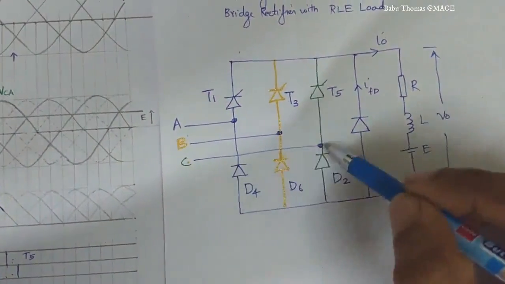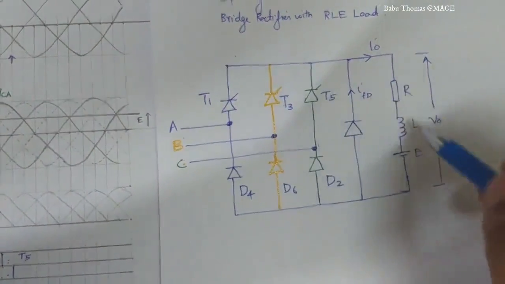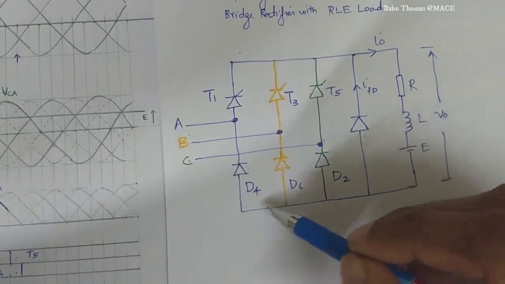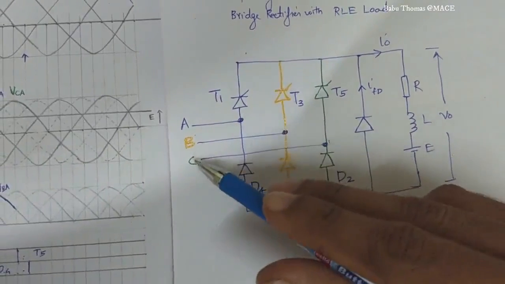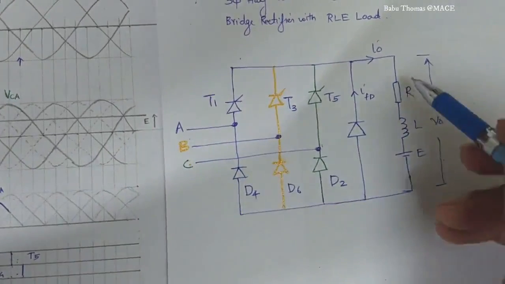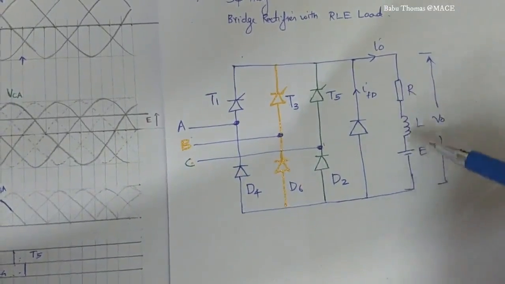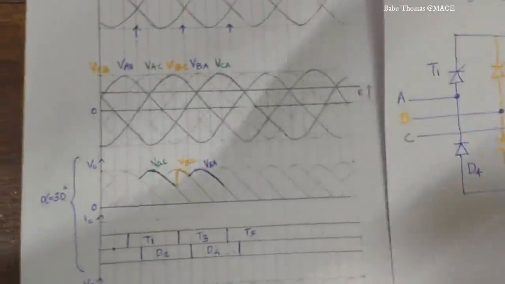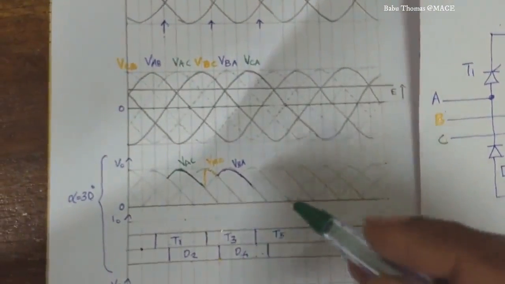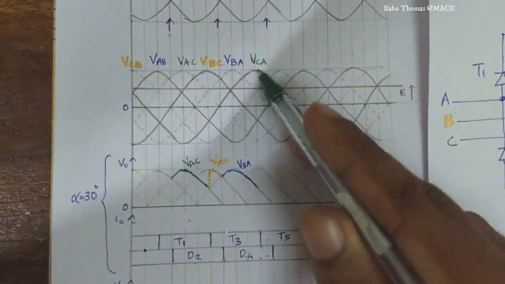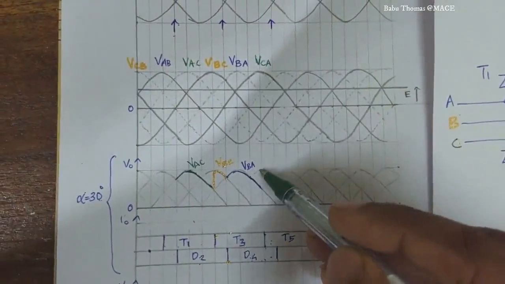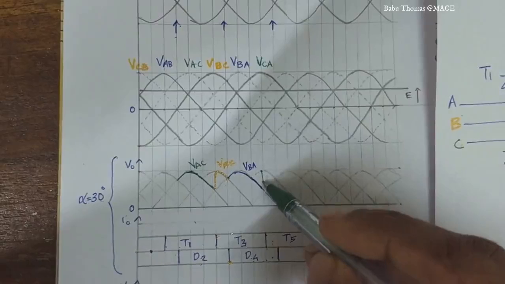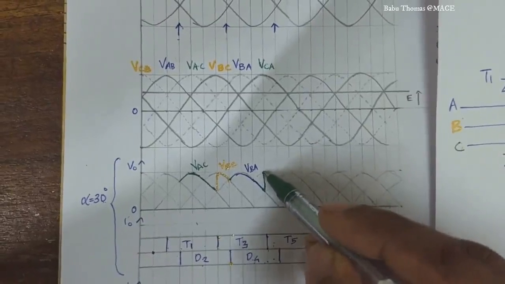So it is from the point C, T5, RLE, then D4 to A. So VCA is nothing but the voltage which is coming across the load as V naught. We will be plotting the corresponding waveform VCA over here, mentioned over here.